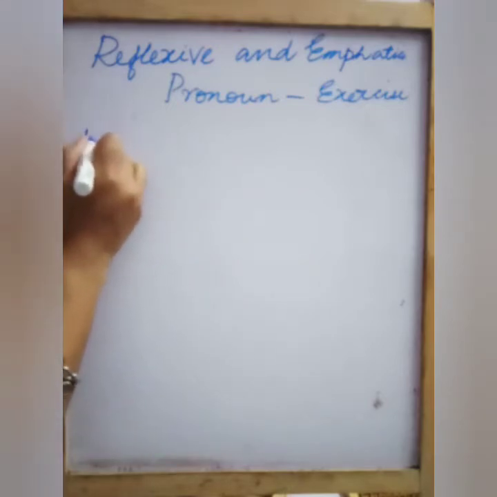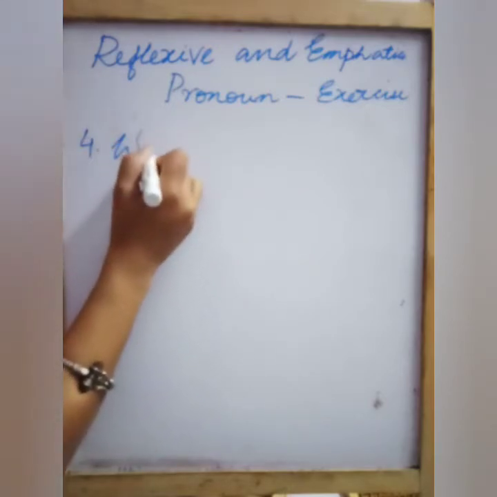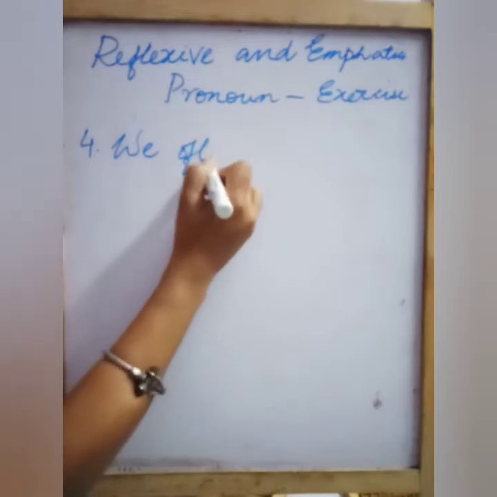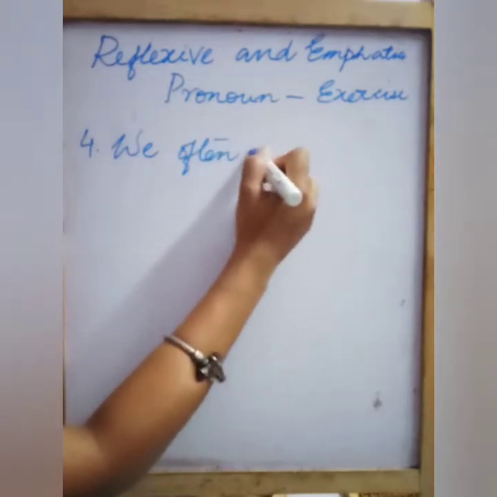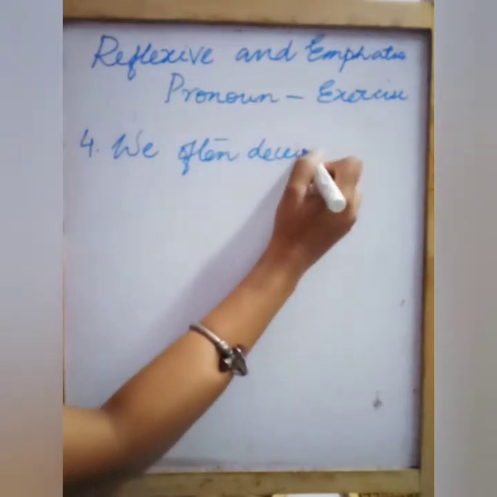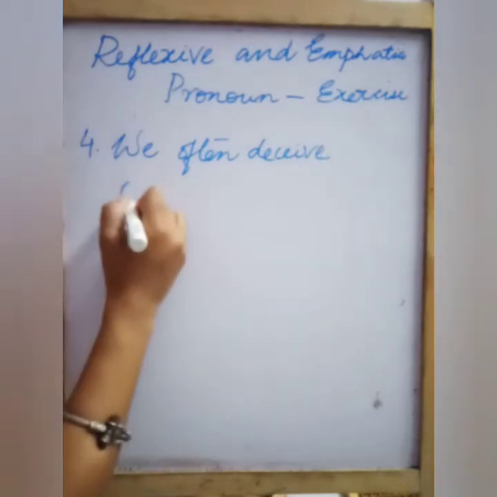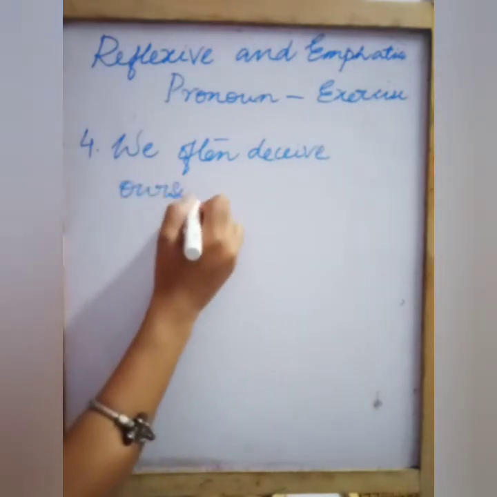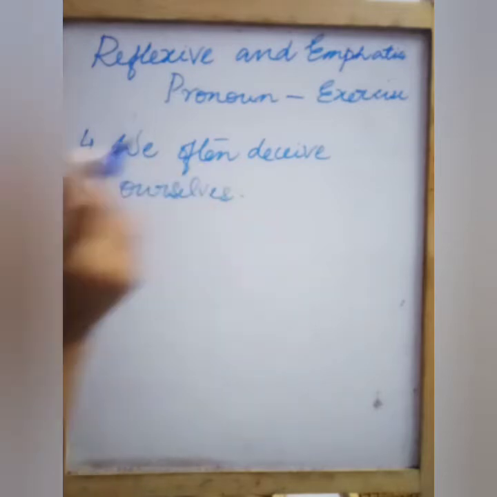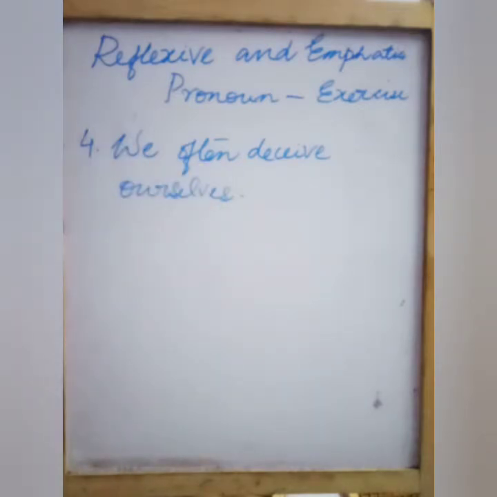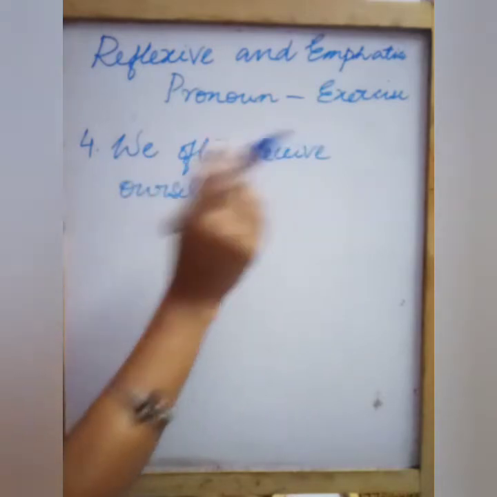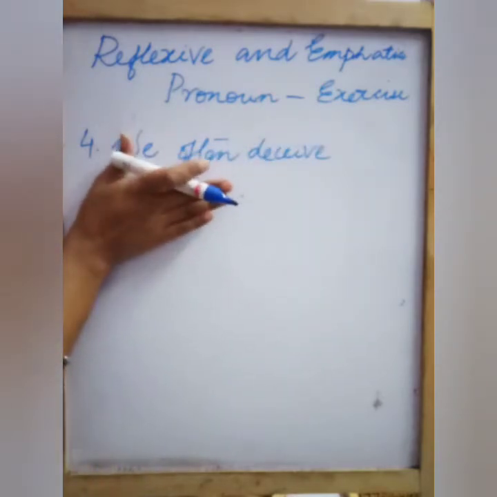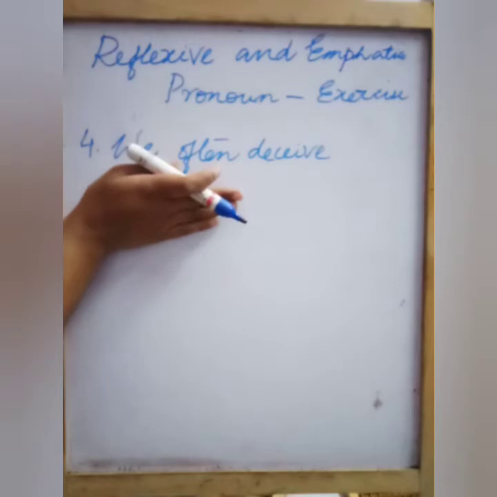Then number 4. We often deceive ourselves. Let's make it fast. Let's make it quick. We often deceive. Don't just erase the word ourselves. We often deceive. Does it make sense?